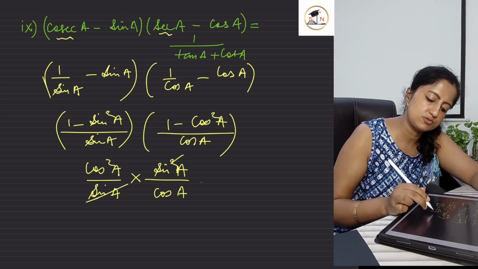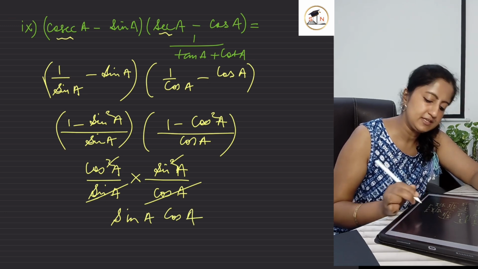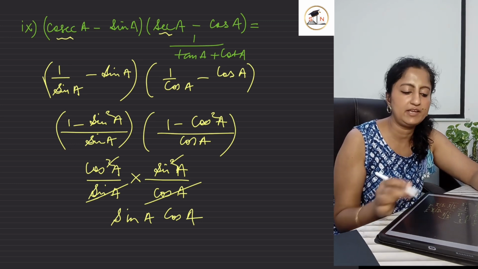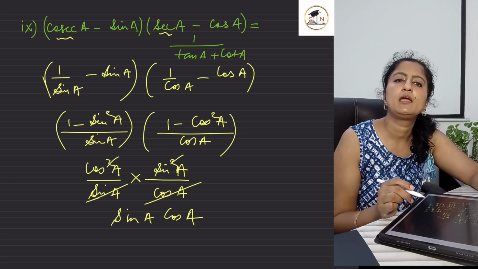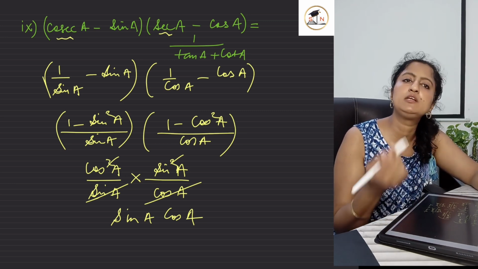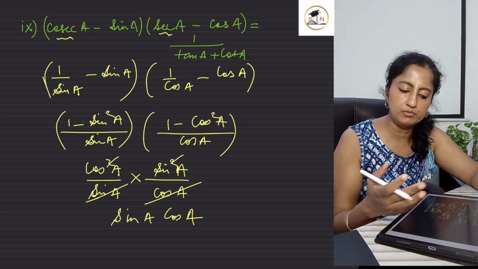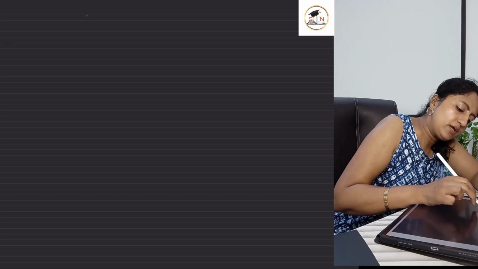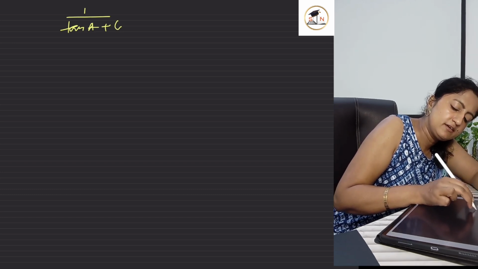Sin a gets cancelled with the square, cos a cancelled with the square, and we are left with a simplified expression of sin a into cos a. Very satisfying, right? But we haven't achieved our answer. The right hand side said 1 by tan a plus cot a. That means we need to work on the RHS. I do not have space over here to solve on the right side, so I'm going to do it on the next page. So we had 1 by tan a plus cot a.